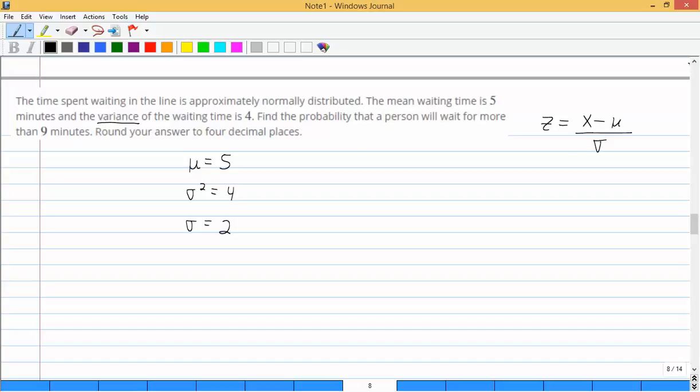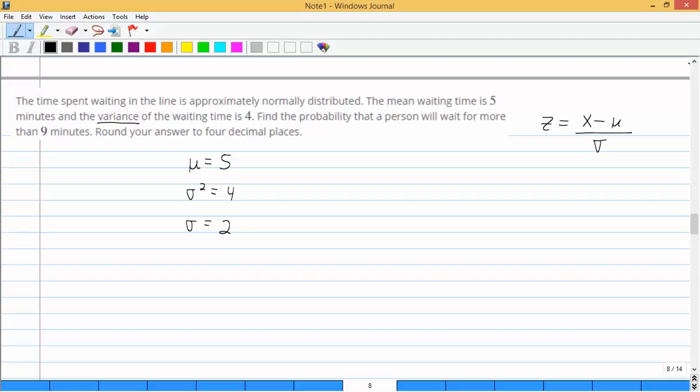Find the probability that a person will wait for more than 9 minutes. If the average waiting time is 5 minutes, then it's probably not going to be a super large percentage chance, but let's see what the probability would be that a person will wait more than 9 minutes.